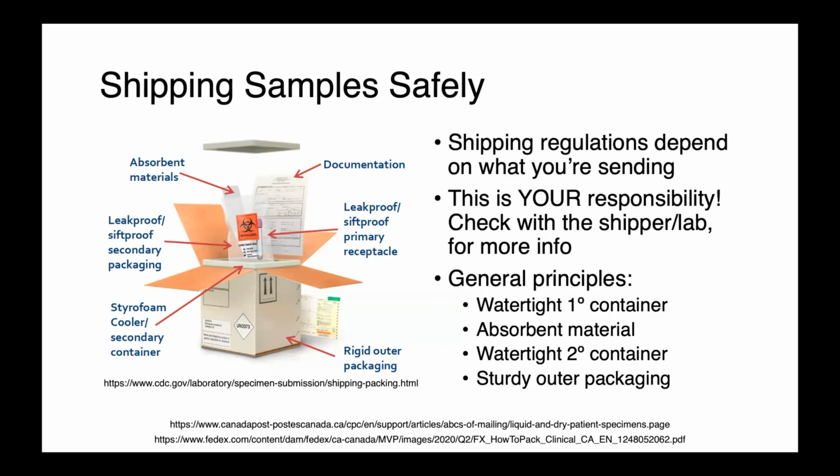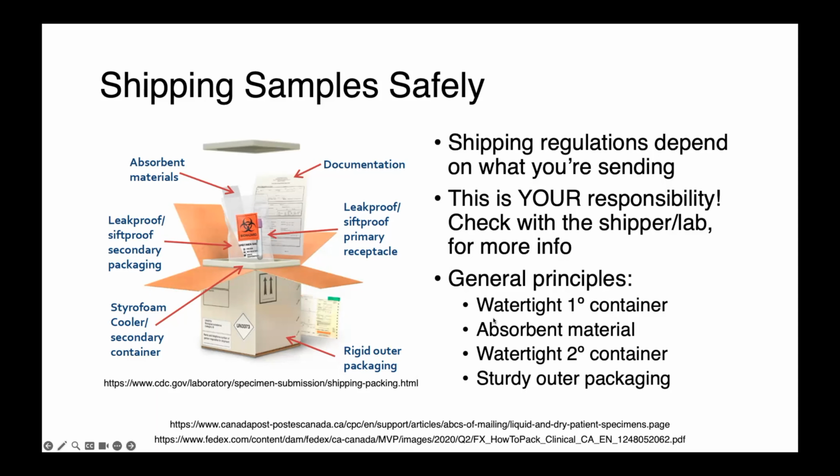When shipping your samples, you need to keep some important safety regulations in mind. It's actually your responsibility to ensure that samples are shipped appropriately. As a general principle, you want to have your sample in a primary watertight container. So this could be your swab and the swab tube. It could be a tube of blood. It could be any sort of primary sample device.